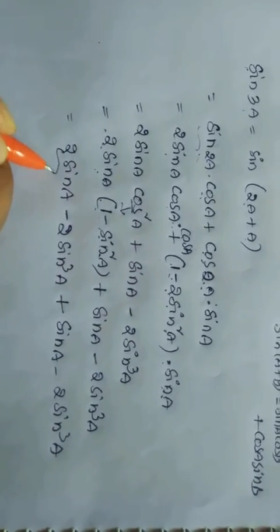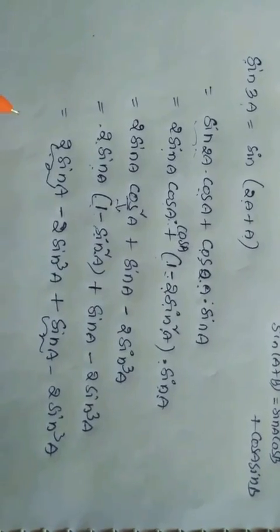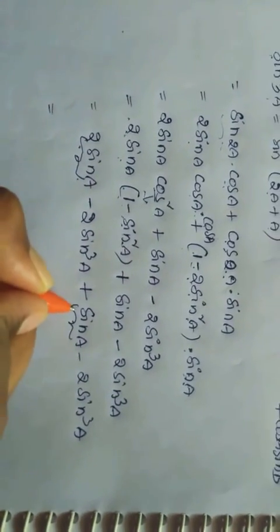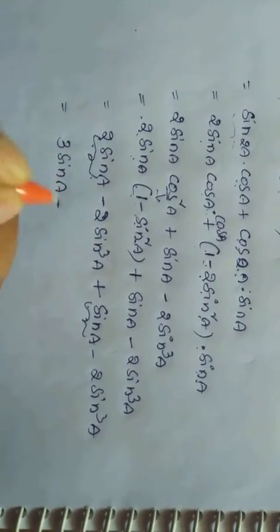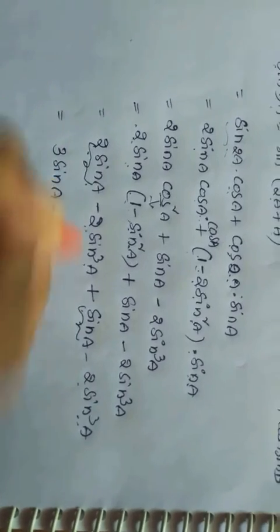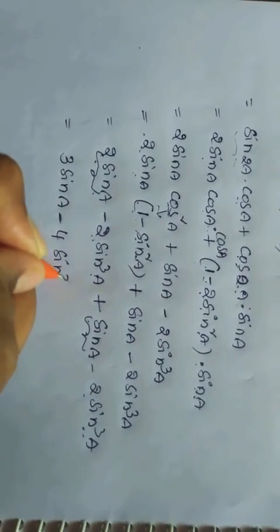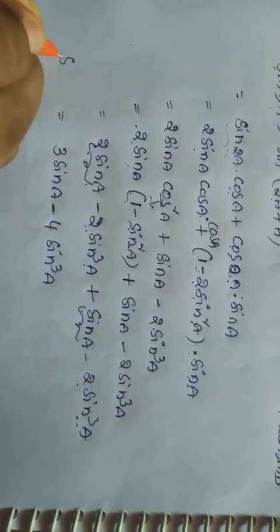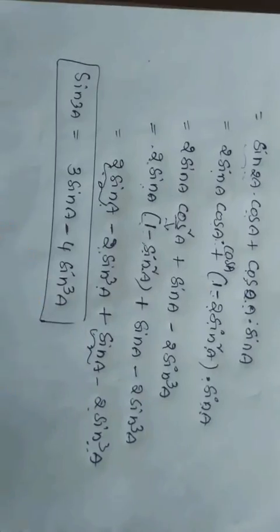So here 2 sin A plus sin A, 2x plus x, 3x. Like that only, 2 sin A plus sin A will become 3 sin A, minus 2 sin cube A minus 2 sin cube A, minus 2x minus 2x is minus 4x. Like that only, minus 4 sin cube A. So sin 3A is equal to, we got 3 sin A minus 4 sin cube A.